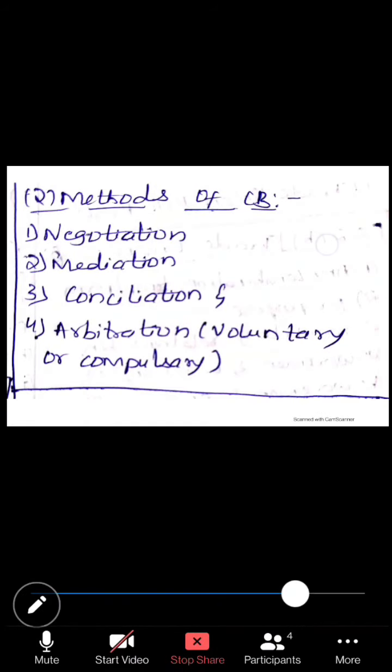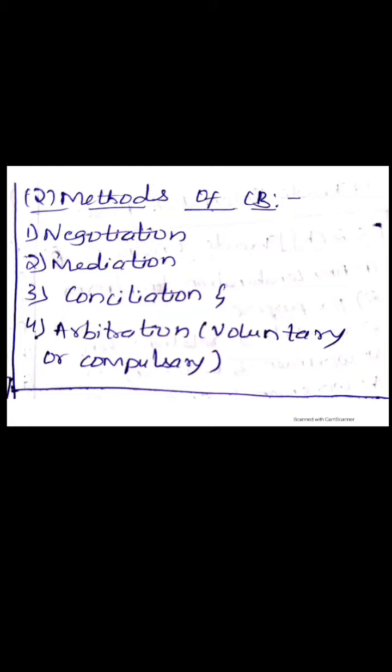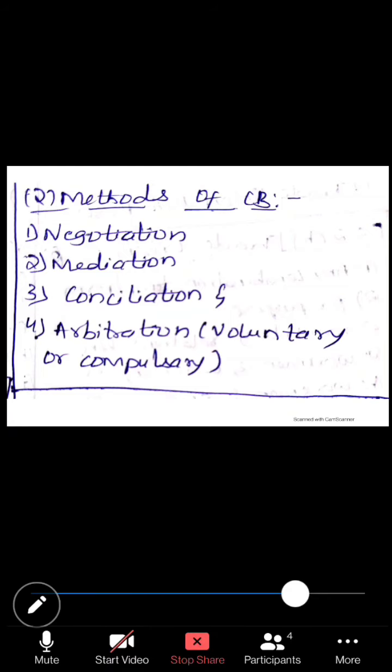That is collective bargaining. So what are the methods of collective bargaining? There are four methods of collective bargaining: negotiation, mediation, conciliation, and arbitration.